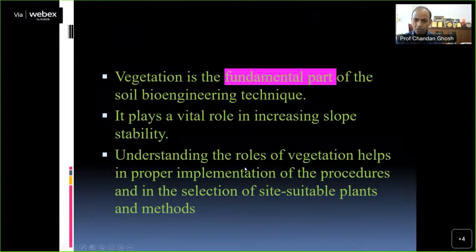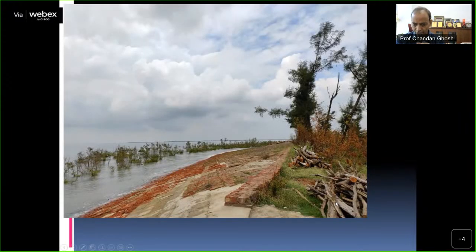Understanding the roles of vegetation helps in proper implementation of the procedure and in the selection of site, suitable plants and methods. So we have universally adopted one type of grass here, but I will show what different types of grass are available in the market. But what is happening in West Bengal near the Sundarban area is that certain protection measures are taken in this manner, and most of the time they are failing.